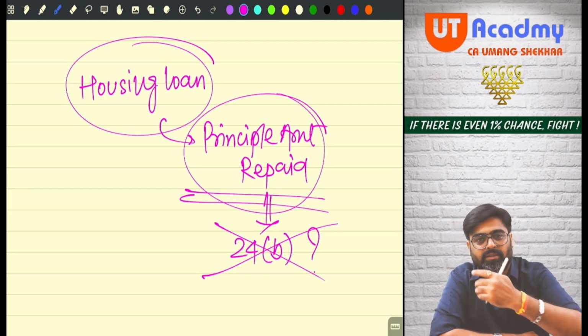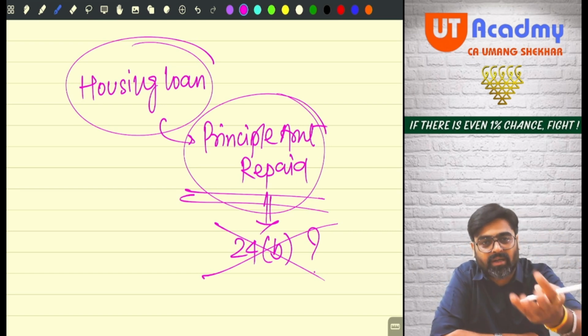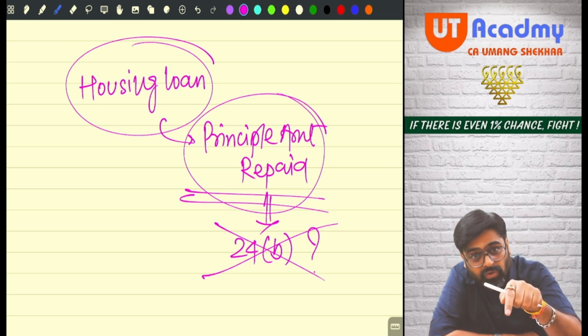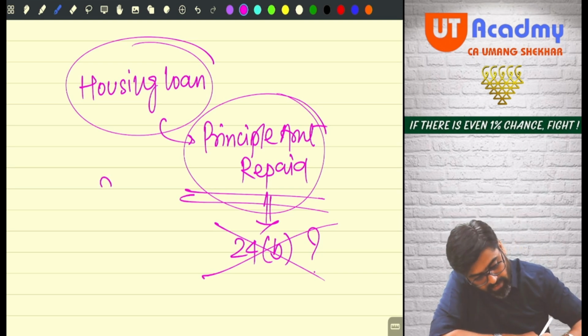After your house property is done, salary is done, PGBP done, capital gain done, IFOS done, clubbing done, set off done, you will calculate your GTI, gross total income. From that gross total income, chapter 6A deductions are available. Under chapter 6A deduction, there is one deduction, 80C.